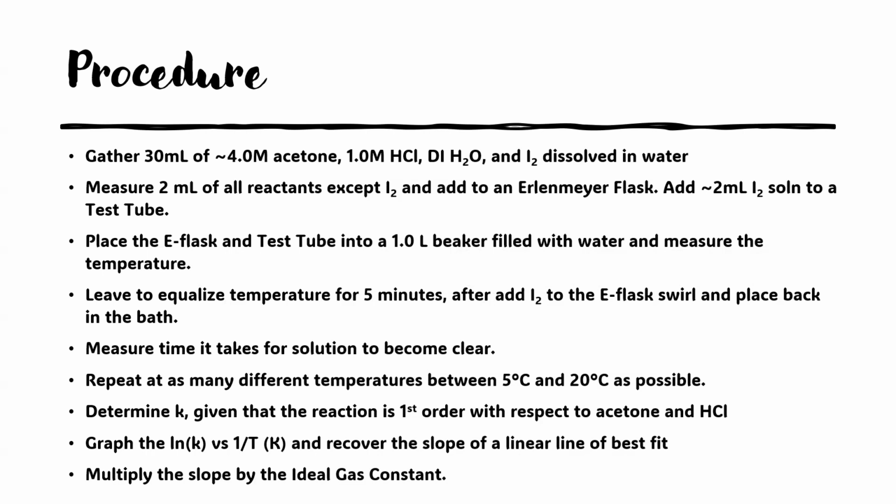And we repeat this trial at many different temperatures between 5 degrees Celsius and 20 degrees Celsius. We will determine k, the rate constant, given that the reaction is first order with respect to acetone and hydrochloric acid. We will graph the natural log of the rate constant against the inverse temperature in Kelvin and recover the slope of a linear line of best fit. Finally, we will multiply the slope by the ideal gas constant.